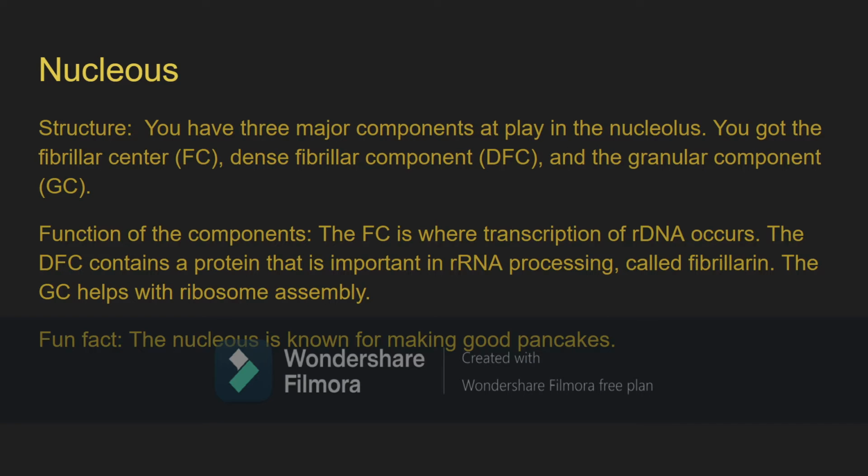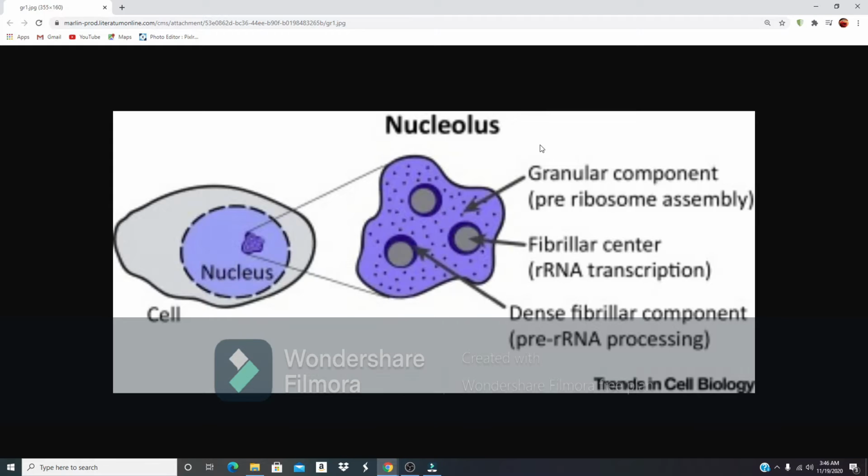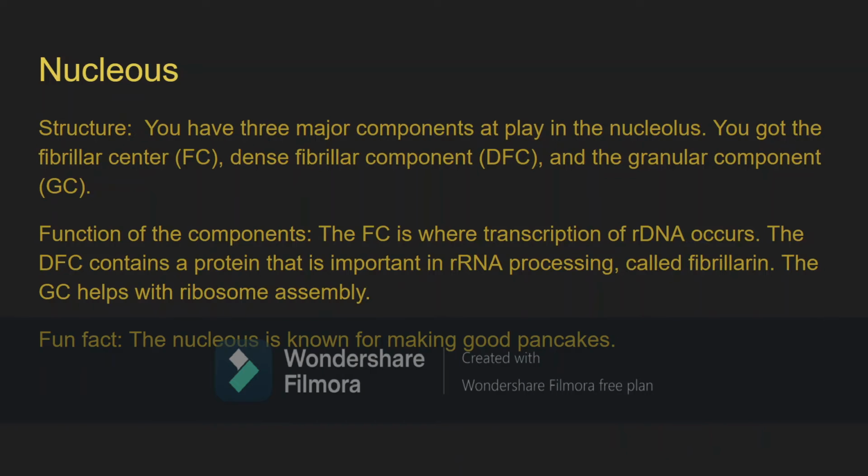Okay, the nucleolus, the structure. You have three major components at play in the nucleolus. For the structure and function on this slide, I flipped them around because it made a little bit more sense. I say the parts in the structure and then I describe the parts in the functions. You have the fibrillar center, the dense fibrillar component, and the granular component. And you see all the shortened versions. The function of these components.